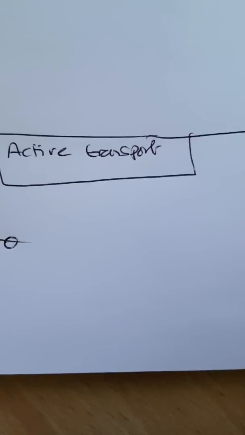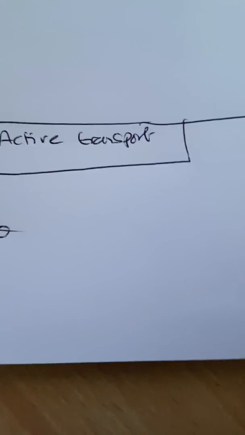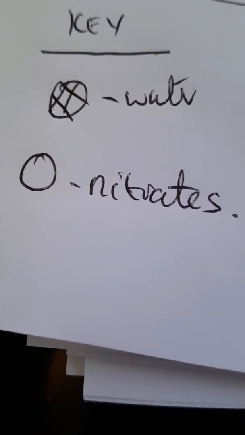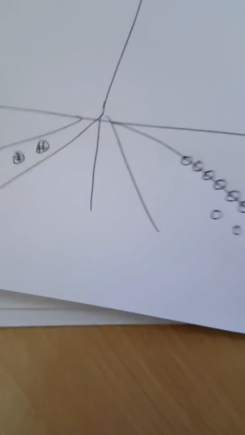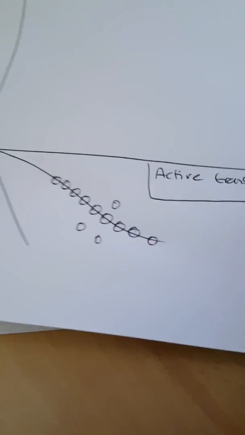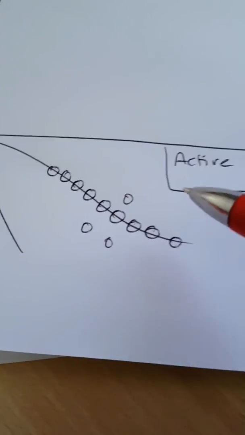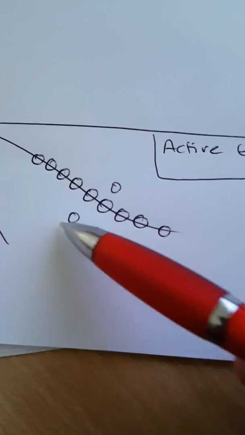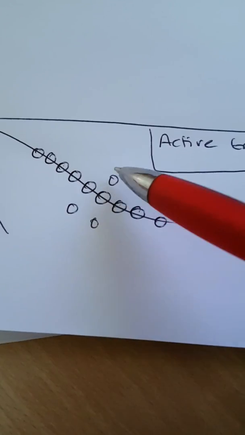Right, so now we are going to look at the process of active transport. Here's my key: active transport. Nitrates is the circle without anything in it. So if you look at the root of the plant, here we've got the soil, and within the soil we've got only a few nitrates and minerals. It could be nitrates, minerals, doesn't matter.